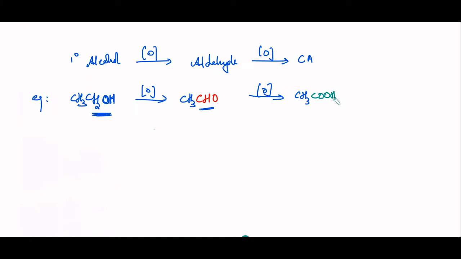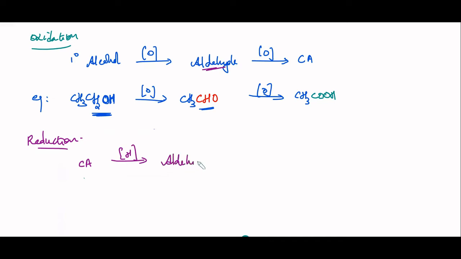Obviously, if you're carrying out a reduction, you're doing the opposite. Reduction is addition of hydrogen or removal of oxygen. So now let's see what happens during a reduction. When hydrogen is added to carboxylic acid, that gets converted to aldehyde. And if the aldehyde is further reduced, you get a primary alcohol.